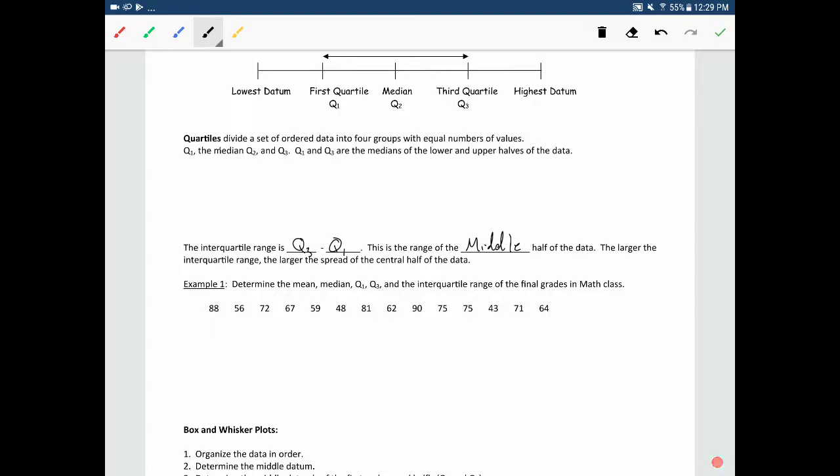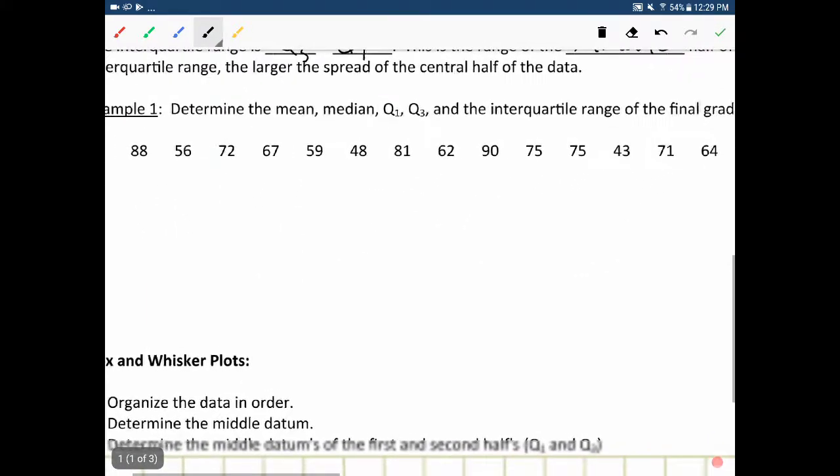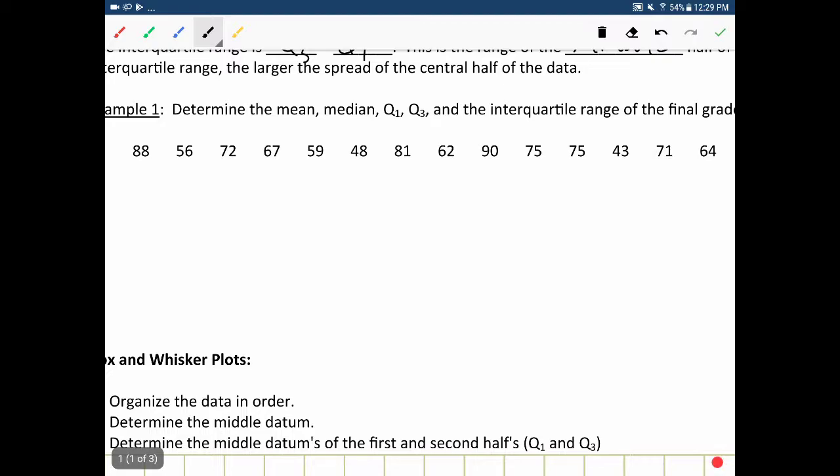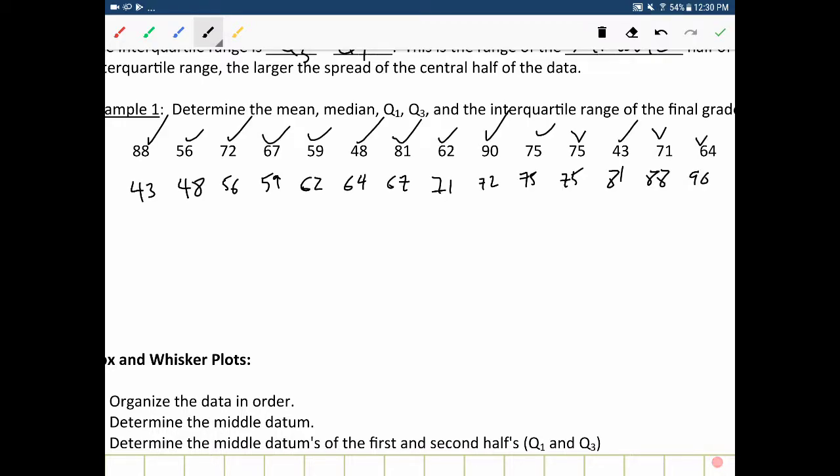So we've got an example here. There's all of our data for a math class, and we're going to figure out what the interquartile range is. The first thing you're going to do is take all of this data and put it in order. A tip to do this: not only should you tick off or cross out the data as you go, I like to write my new ordered data directly underneath each of the other ones. That way you know if you missed one somehow. It just becomes more obvious if you've made a mistake.